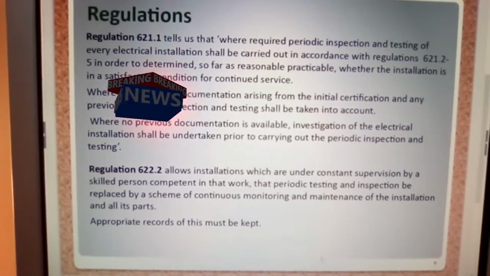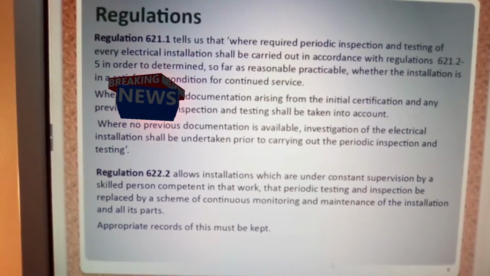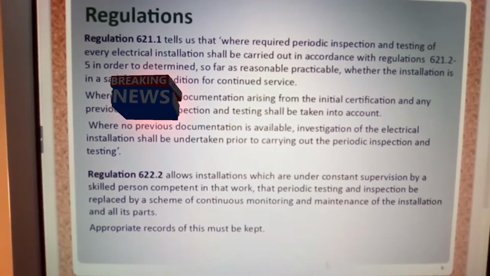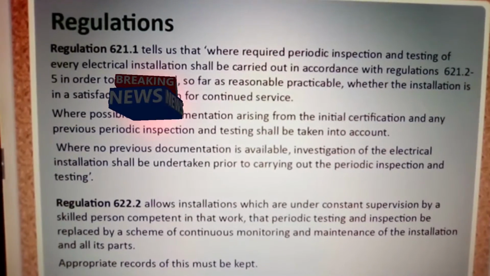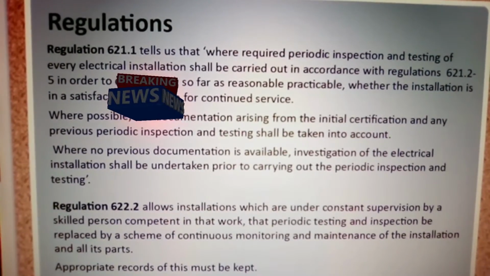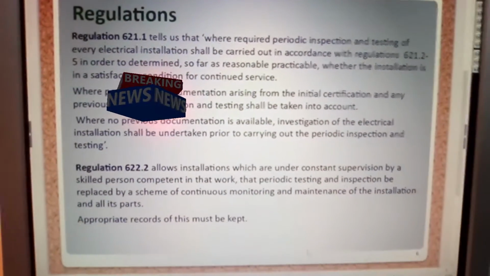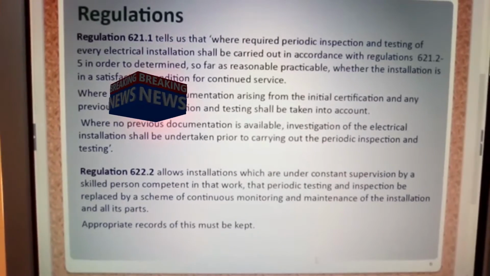And again, regulation 621.1, make sure that this regulation is still compliant in regards to the 18th or the 19th edition of the IE regs, as there may be changes since we have left the EU. So make sure you are familiar and that you are compliant with the IEE regulations, the current regs at that point in time. That is your responsibility.